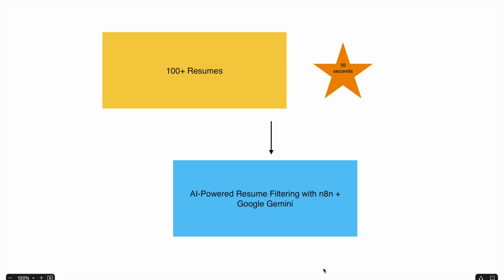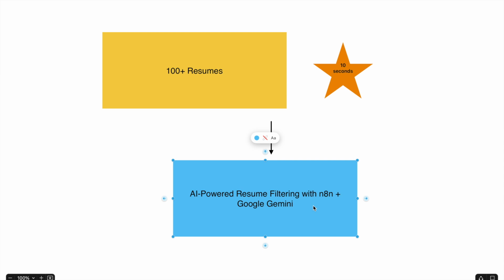What if I tell you that you could screen 100 plus job applications in under 10 seconds instead of spending 8 hours doing it manually? Today, I am going to show you exactly how to build this system from scratch using n8n and Google Gemini.